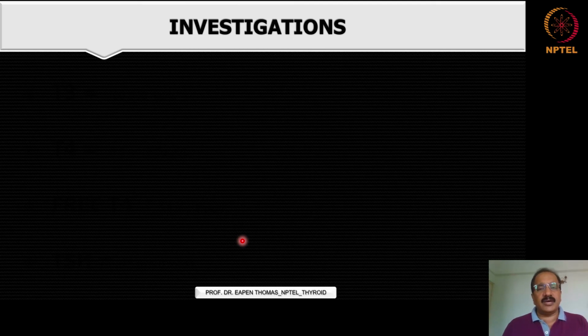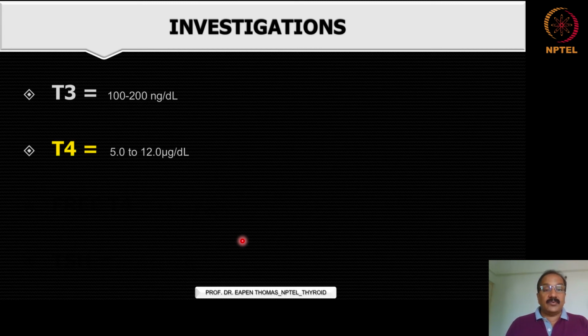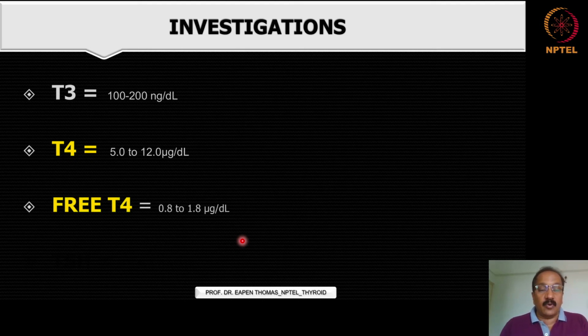Now, based on the tests or investigations, how do you identify these particular patients with hypothyroidism? You have to look for the patient's values. What are the values you look for? One is free T3, triiodothyronine. The normal value is between 100 to 200 nanograms per deciliter. The T4 value is 5 to 12 nanograms or picograms per deciliter, and the free T4 value is 0.8 to 1.8 micrograms per deciliter.